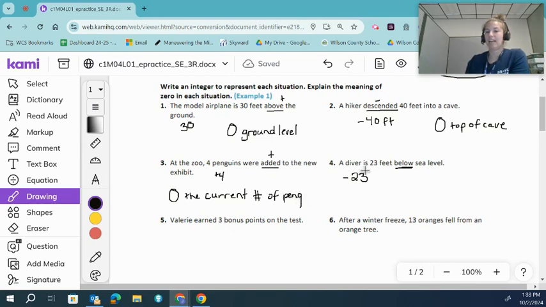Okay. And then a diver is 23 feet below sea level, which means that 0 would be sea level itself. And you will see that one a lot. Okay. Sea level being 0 is very common. Okay. When we're talking about temperature, 0 degrees would be your 0. If you're talking about test questions, 0 questions correct would be your 0, things like that, okay?